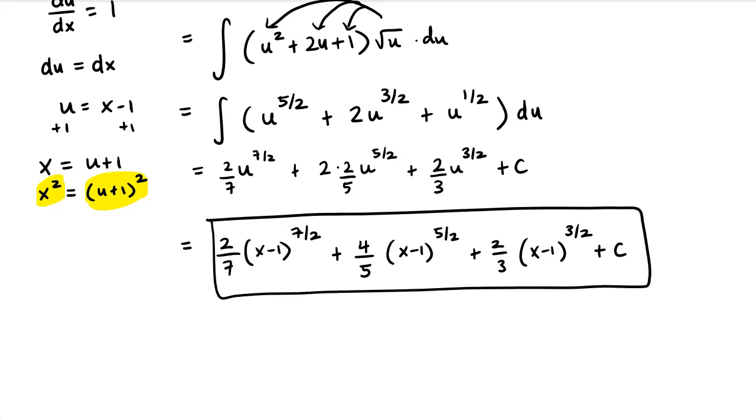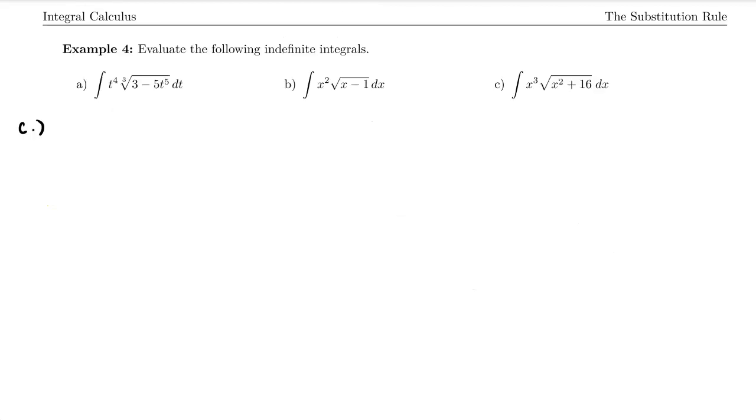So here we have our final answer. In part C, we have the indefinite integral of x cubed times the square root of x squared plus 16 dx. Similar to part B, we're going to set u equal to the thing that's underneath the square root. So we end up getting that u is equal to x squared plus 16.